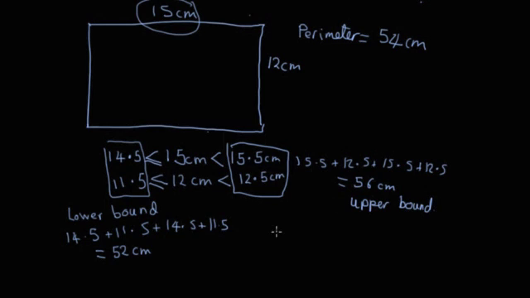So this rectangle, the perimeter, can be anywhere between and equal to 52 centimetres and 56 centimetres. So the perimeter can be greater than or equal to 52 centimetres and less than 56 centimetres.